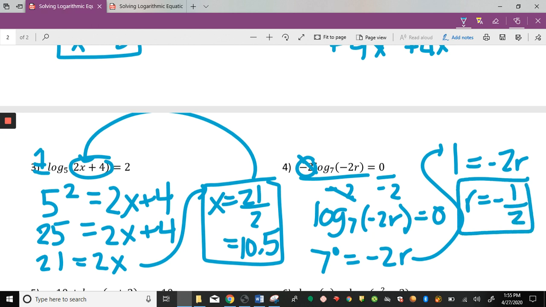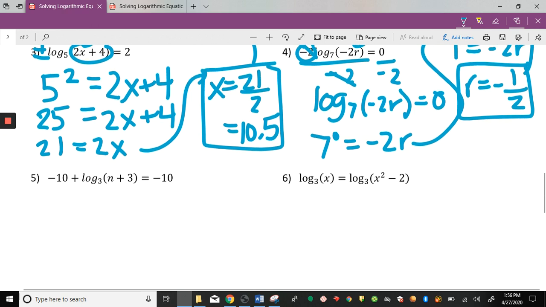Now, this is my answer as long as when I plug it in here, I don't get a negative number and/or 0, right? It actually works because a negative times a negative will end up being positive numbers. So it works and you're not going to get 0 there.